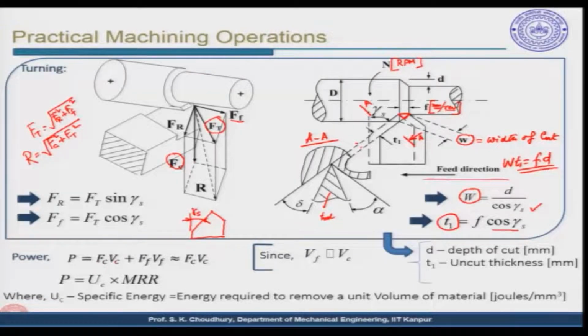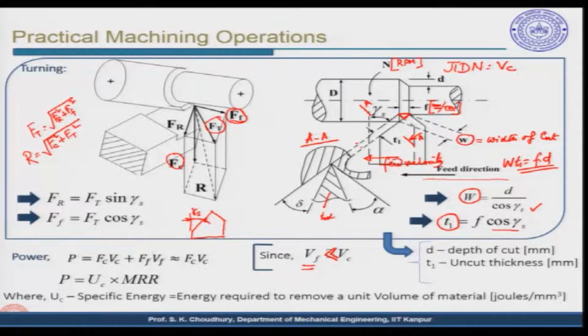into the Vc. Vc is the pi d and the n, this is the cutting velocity, all right, plus Ff into Vf. Ff is the feed force is here, into the Vf, which is the feed velocity. Now, normally what happens, the Vf is much less than the Vc. Vf, as we said, is the feed velocity.